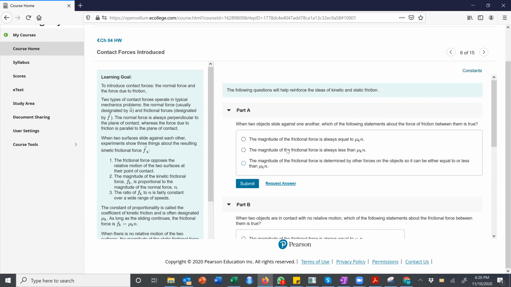When two objects slide against one another, which of the following statements about the force of friction between them is true? The magnitude of the friction force is always equal to mu kn. It's always less than mu kn. It can be either equal to or less than mu kn.